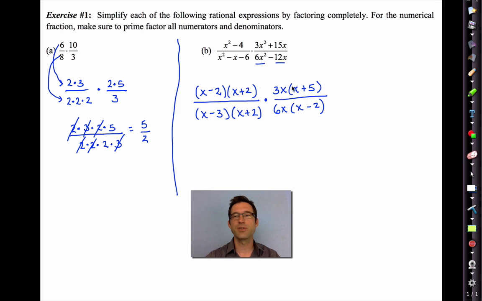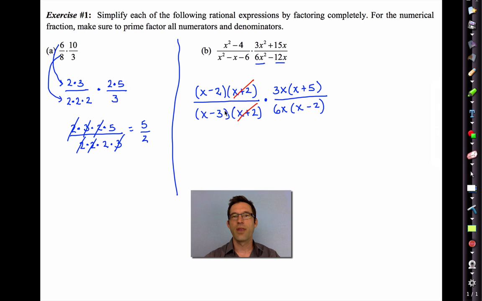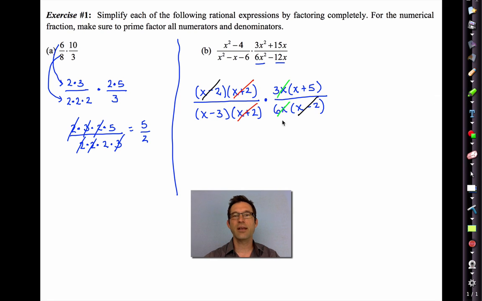You can say x plus 2, let's do this. X plus 2 divided by x plus 2 is 1. I'm going to go some more. Then I can have x minus 2 divided by x minus 2 is 1. Keep going. I can now say that x divided by x is 1. That's okay. That's 3 times x. That's 6 times x. It's factored. Now, I can't do anything with that x plus 5 because the only thing that would cancel an x plus 5 is an x plus 5. The only thing that would cancel an x minus 3 is an x minus 3.